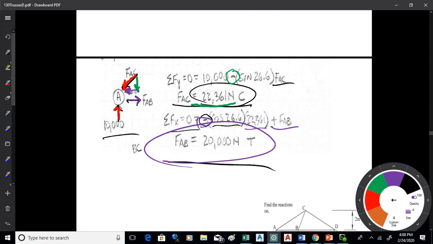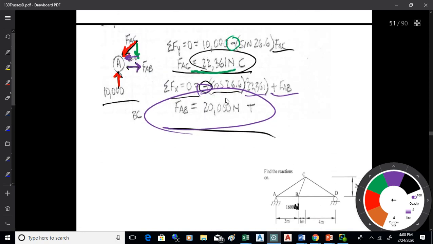Okay. Now, as I'm going through this, I can kind of put these arrows in here. Remember, they always act in an opposite way. This is 22,361, and the other one is 20,000. Like that. So that kind of tells me where I could go next. I could go to joint B next. That might be the easiest place to go. You could go to joint C also, but I think B would be easier. Okay, we're good? It's 20,000 there. Okay.